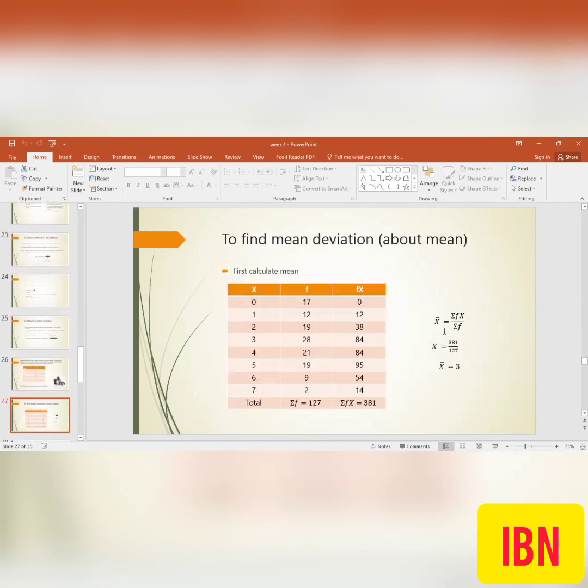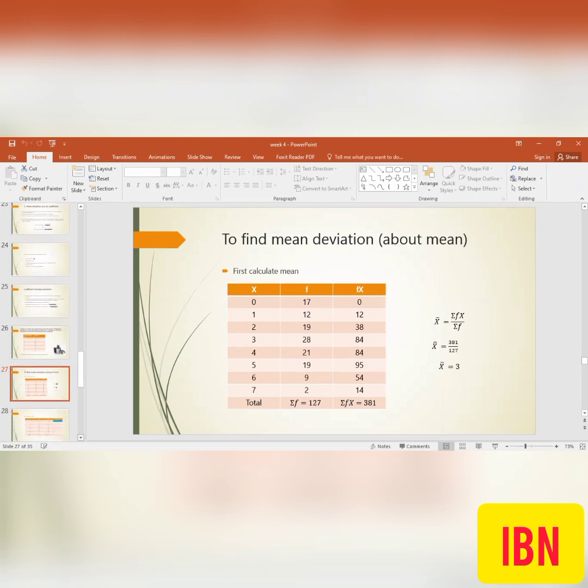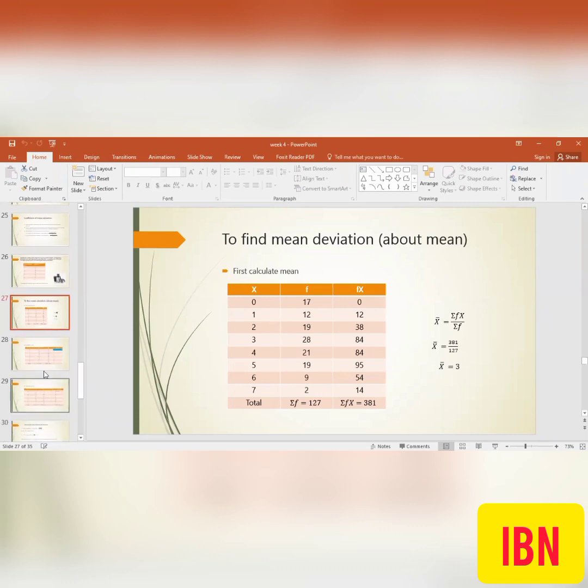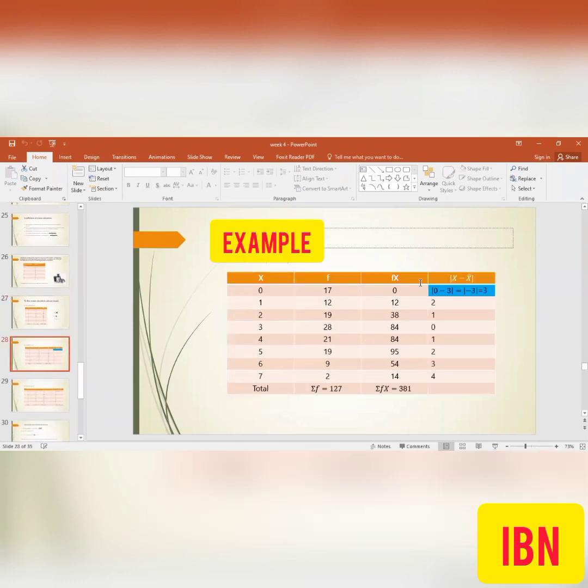So we need to calculate first of all its corresponding mean. We need to find the mean of this distribution, which is by definition summation f of x by summation f. So we got it 3. This x bar is representing 3 faulty items on the average. The next is we have to take the deviations like this, x minus x bar.